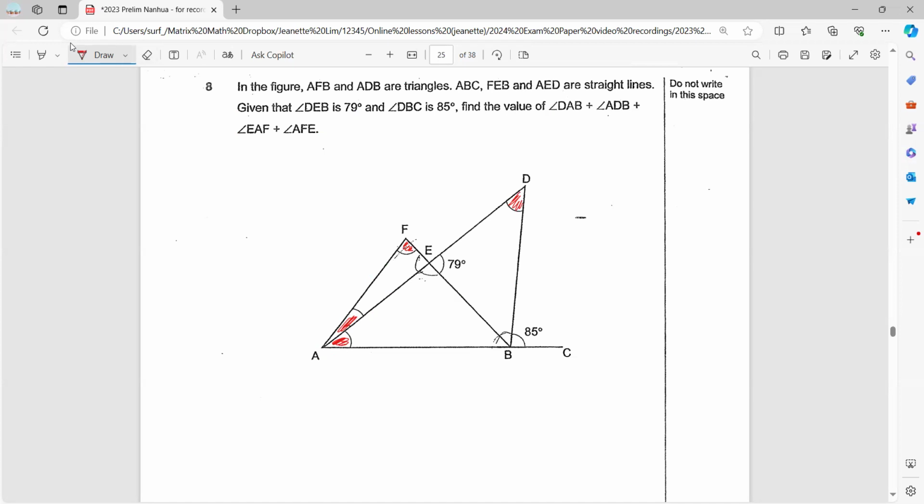So firstly, 79 is also over here. Angle FEA is also 79 degrees. So these two, EAF and AFE, they add up to 180 minus 79. So EAF plus AFE is 180 minus 79, which is 101 degrees. Okay, so those two are 101 degrees.